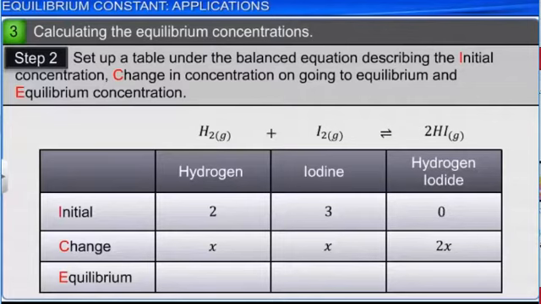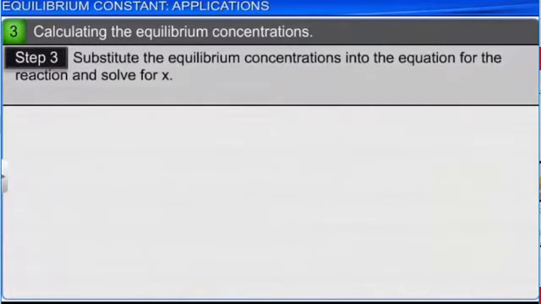Let X moles of hydrogen and X moles of iodine combine to give 2X moles of hydrogen iodide, as shown in the balanced equation. At equilibrium, the concentrations of hydrogen, iodine and hydrogen iodide will be 2 minus X, 3 minus X and 2X respectively. In the third step, substitute the equilibrium concentrations in the equilibrium equation and solve for X.